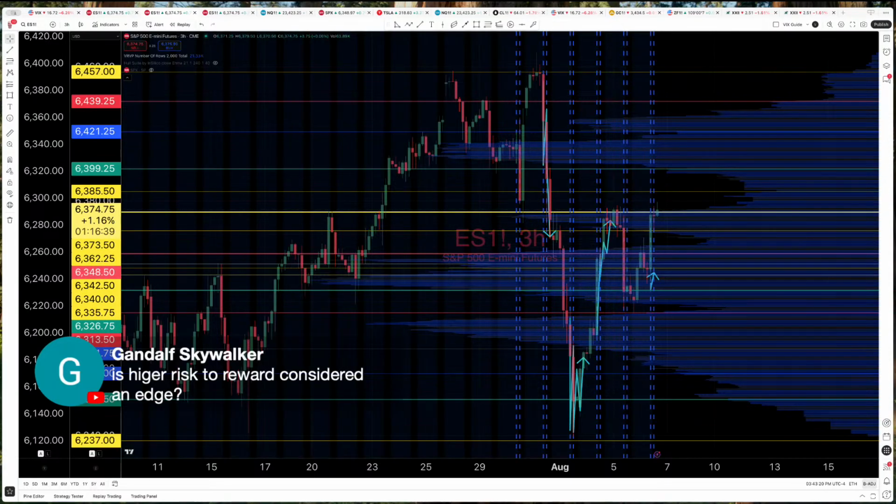Is higher risk to reward considered an edge? No, I would not say, not higher risk to reward, because if you're taking 10 times the amount of risk as you get for reward, I don't know how that's an edge. You might have a higher win rate, but your risk is inevitable. You're going to encounter it. Everybody in trading does, right? Everybody does, and that's why they lose.